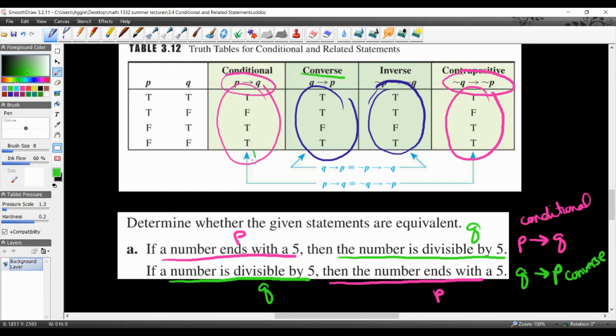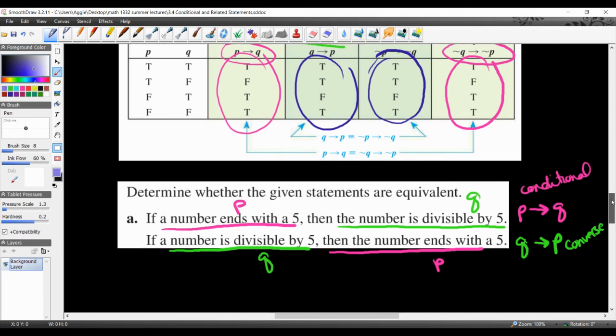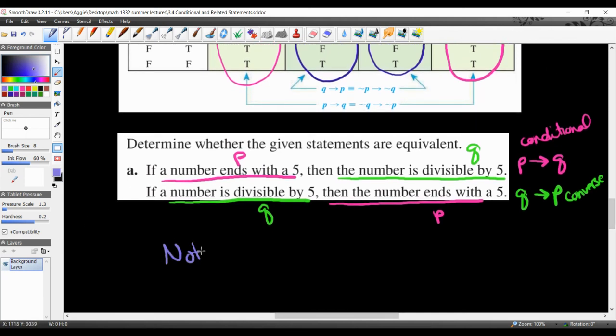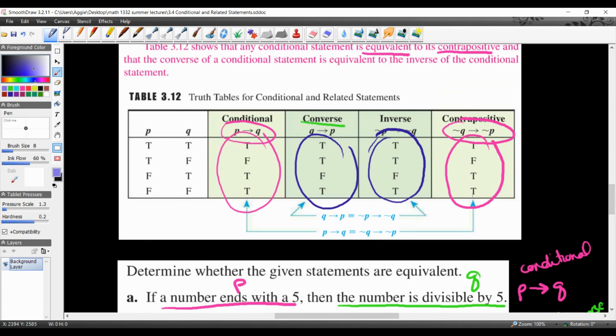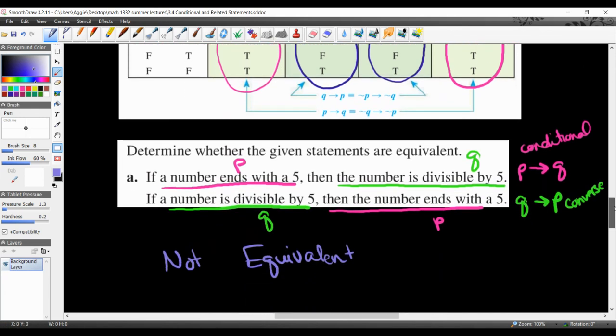So according to our chart, do these two match up? They do not. So that means that these statements are not equivalent. So this part right here for letter A would be not equivalent. See how that works? So if you're given a few statements and you can identify what they are, if they match up according to this chart, so the conditional and the contrapositive are both there, then they would be equivalent. Same with the converse and the inverse. So these are not equivalent.